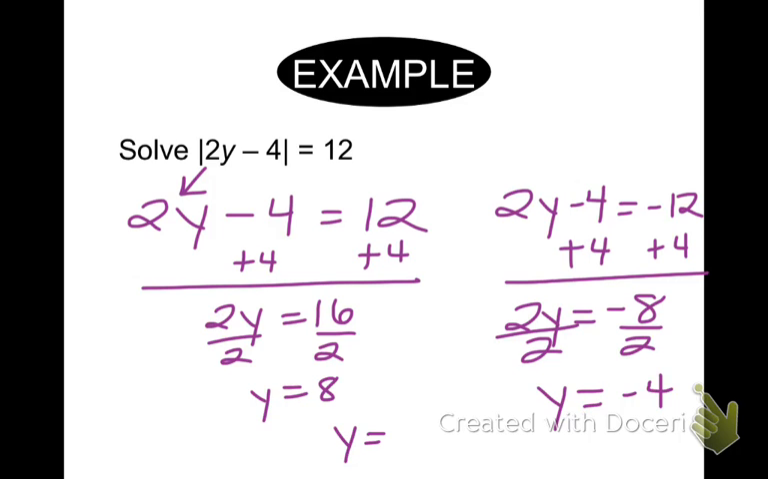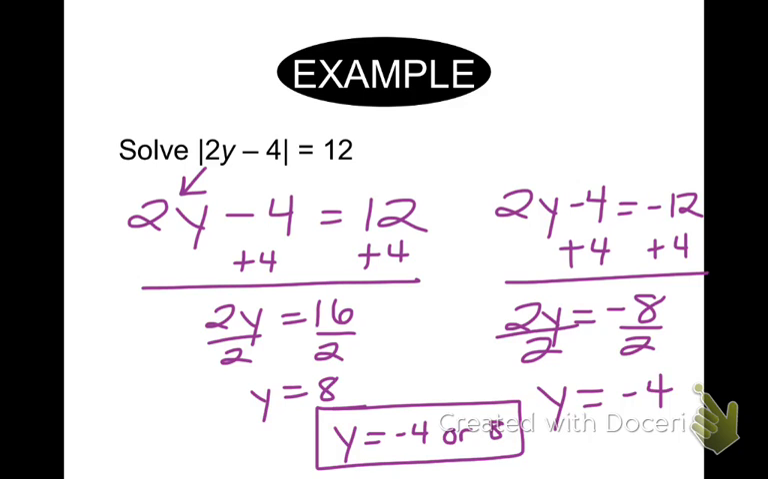Usually put the smallest one first. Negative 4 or 8. They can't be at the same time. It's either one or the other. Can't be both at the same time. It doesn't work that way.